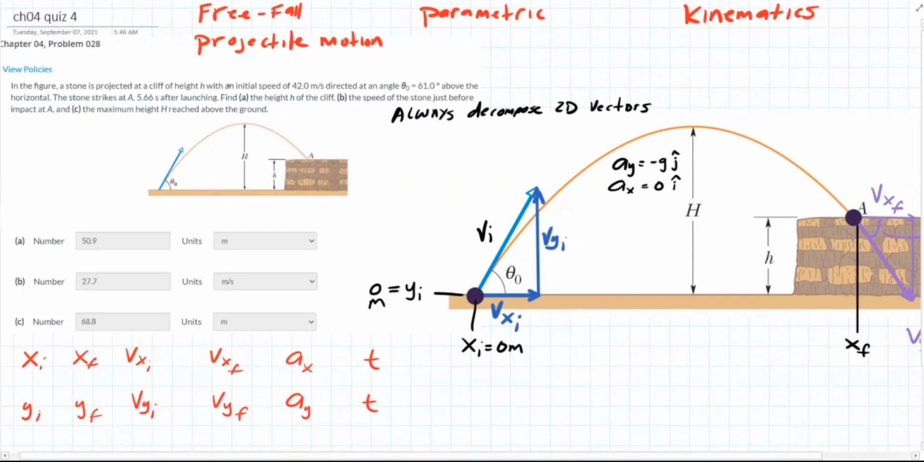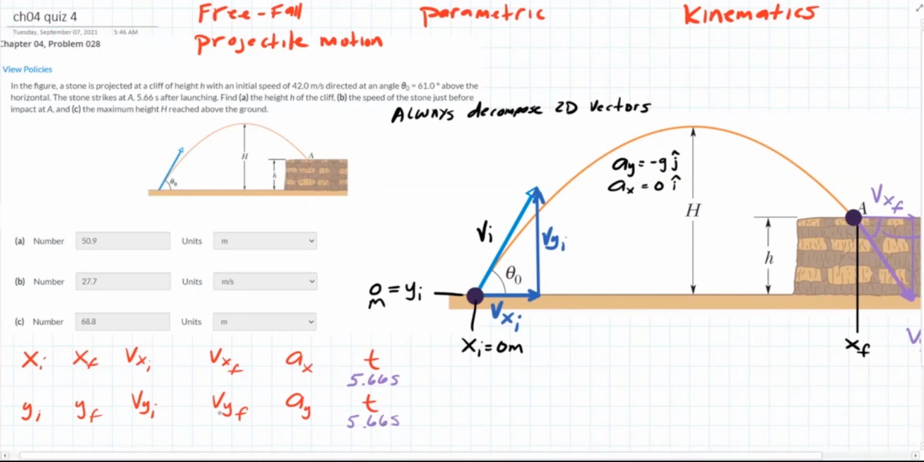Let's fill in the table with what was known. Let's read this. It's projected at this cliff. I do know the initial velocity. I do know the angle. And I do know time, so right away that catches my eye. The stone strikes point A, which is the landing point, 5.66 seconds after launching. That's true for X, and that's true for Y, because time does not depend on the X or Y direction. I know all this good stuff.